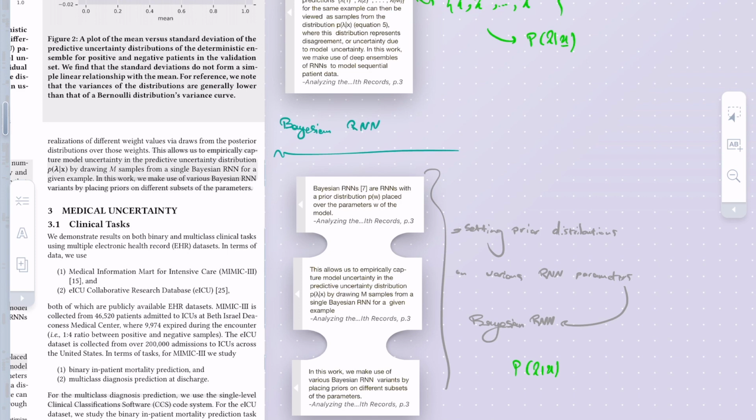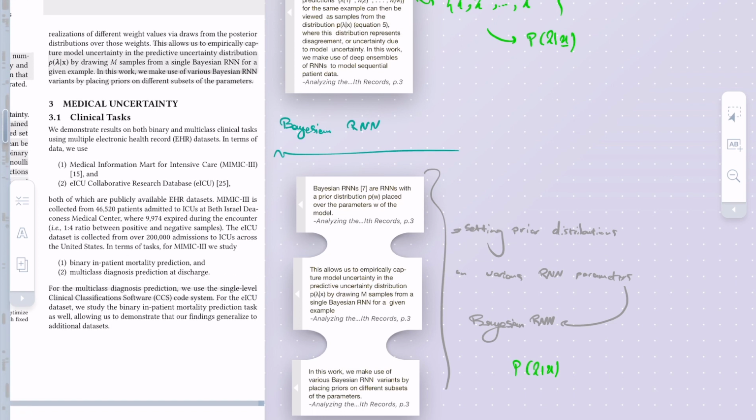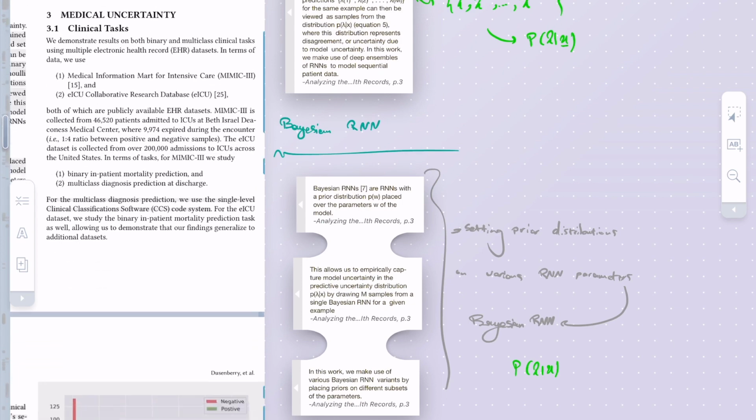With regards to model uncertainty, they work with the MIMIC and eICU datasets on tasks of inpatient mortality prediction and multi-class diagnosis prediction, for which they use the clinical classification software.